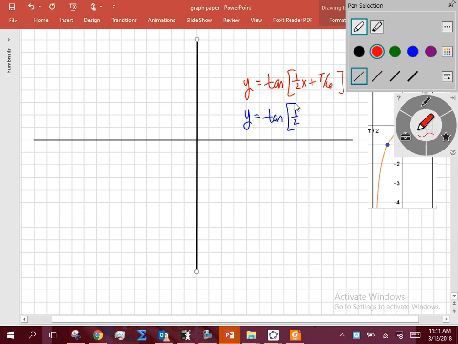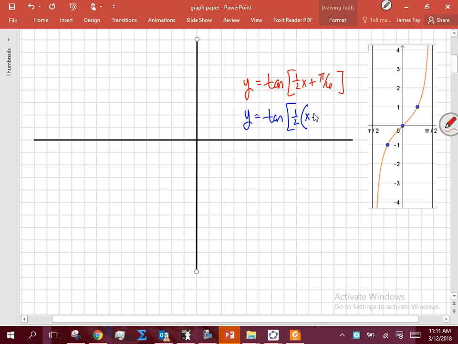I'm going to write it this way, 1/2. Okay. Now x plus, now if I factor a half out, factoring is the same thing as dividing, right? So divide by a half, that's the same thing as multiplying by what? 2. So let's multiply that pi over 6 by 2. And what do you get when you multiply pi over 6 by 2? Pi over 3.